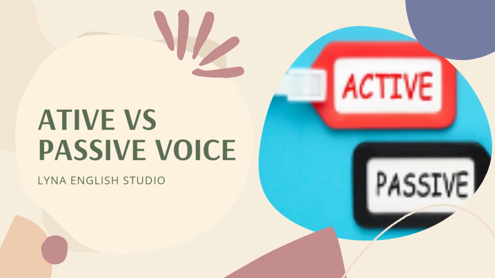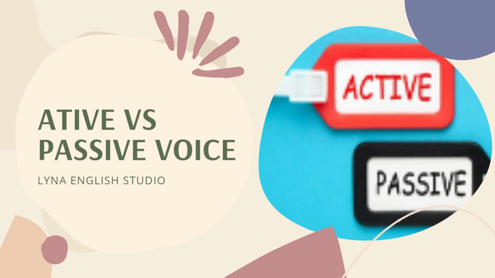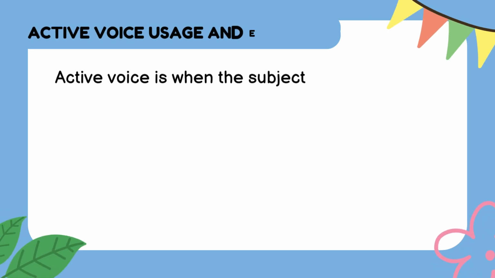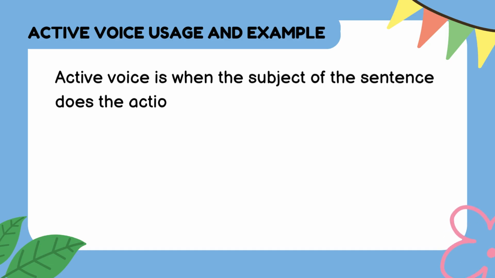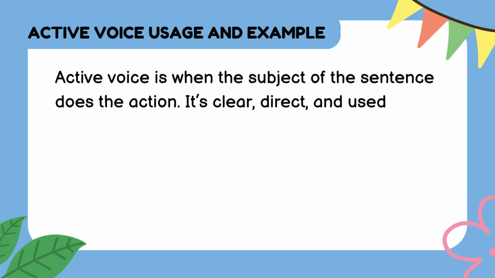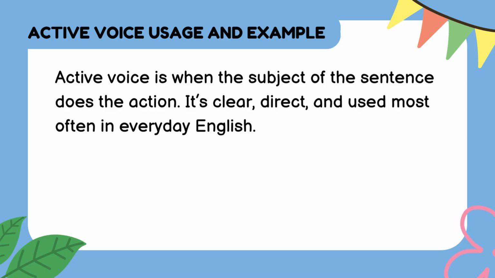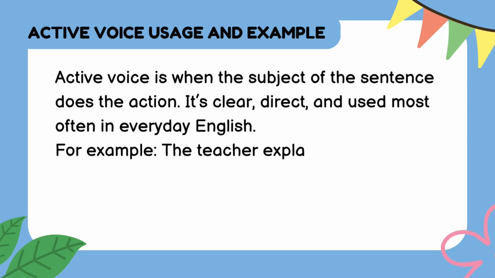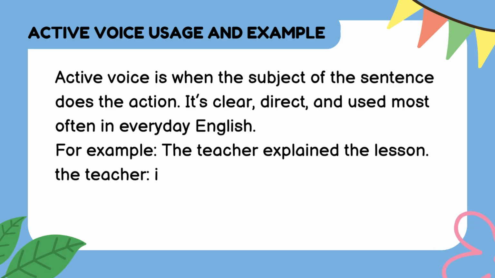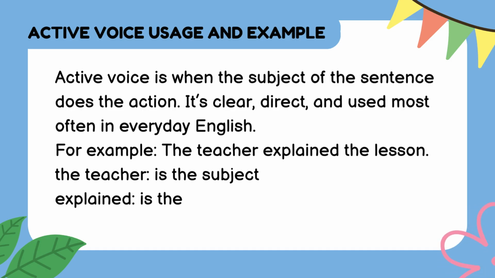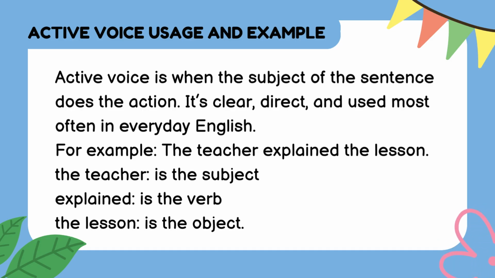Today we're learning about active voice and passive voice, and how to use them correctly. Firstly, active voice is when the subject of the sentence does the action. It's clear, direct, and used most often in everyday English. For example, the teacher explained the lesson. In this sentence, the teacher is the subject, explained is the verb, and the lesson is the object.